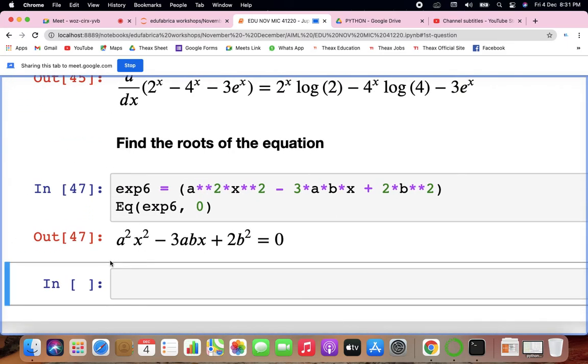Whenever you get the things for finding roots or finding solutions for these cases, right?